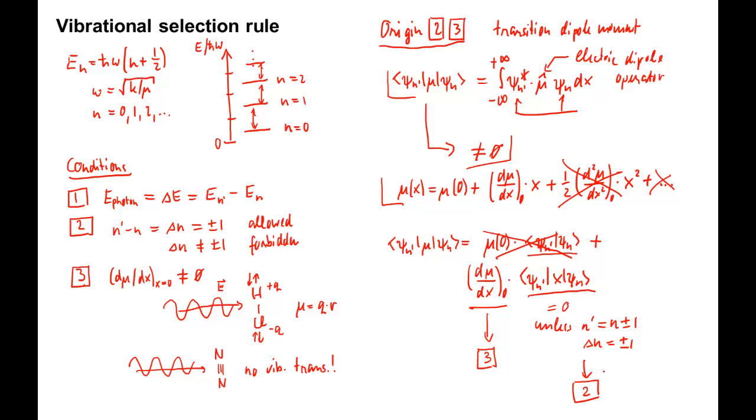In summary, a vibrational transition is allowed if 3 conditions are all met. First, the absorbed photon energy matches the energy difference. Second, the transition occurs between adjacent vibrational levels only. And third, the dipole moment of the molecule varies during the vibration. If any of these 3 conditions is not met, a transition is not allowed.